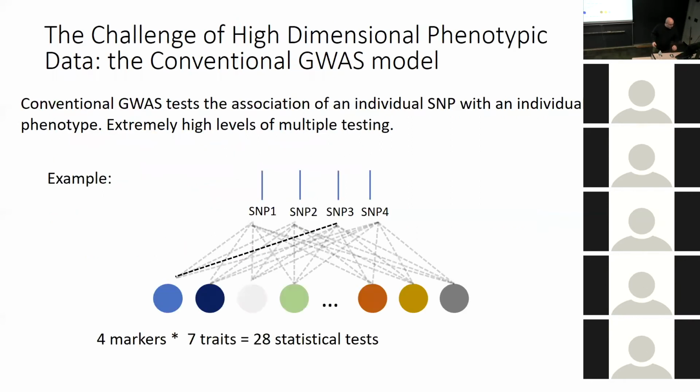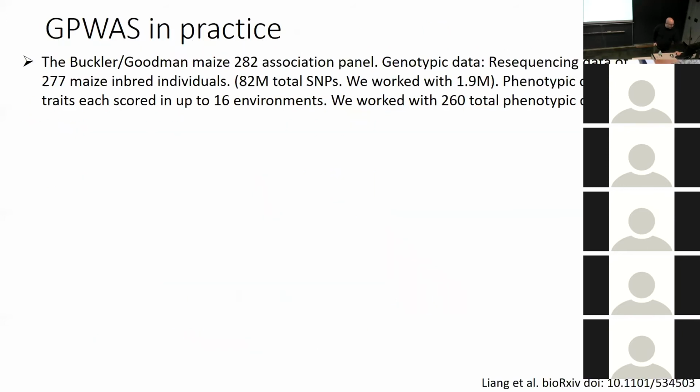And so this presents a challenge of multiple testing, because the conventional approach would be to do separate GWAS for every single trait. This becomes a lot of tests very, very fast. So a student in my lab, Chikai Liang, working with a statistician at Iowa State, was interested in trying some other methods to deal with this data.